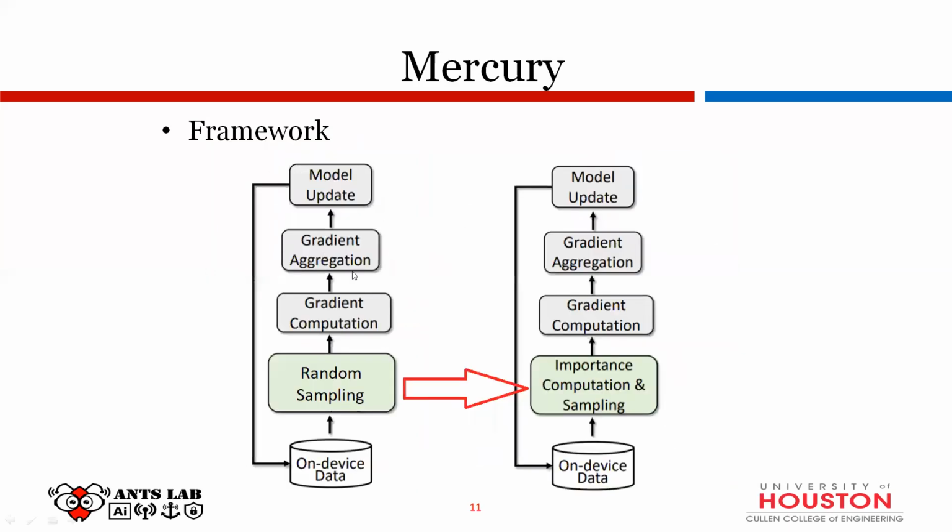So this is a basic framework of what Mercury tries to do: to replace the random sampling with importance computation sampling. That way, if you use the data that are more efficient for training, you can eventually reduce the iterations. And of course, this entire process is not that simple. There are many challenges to such an approach.